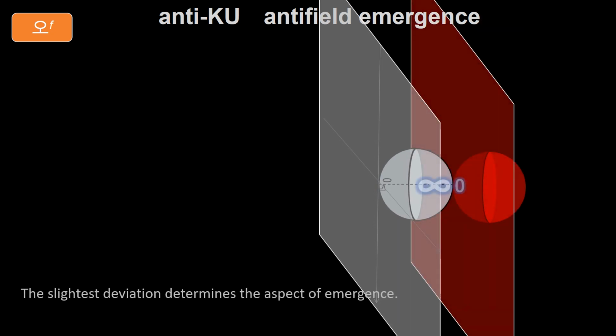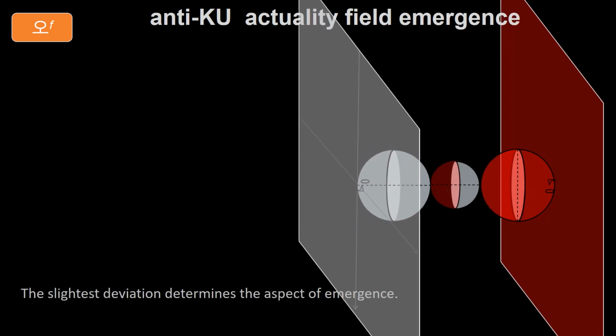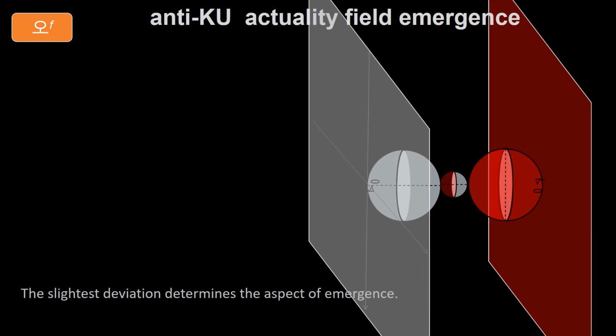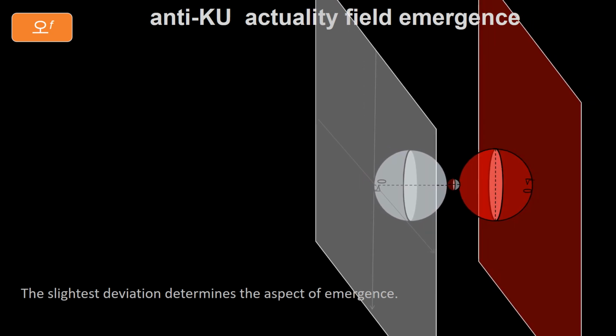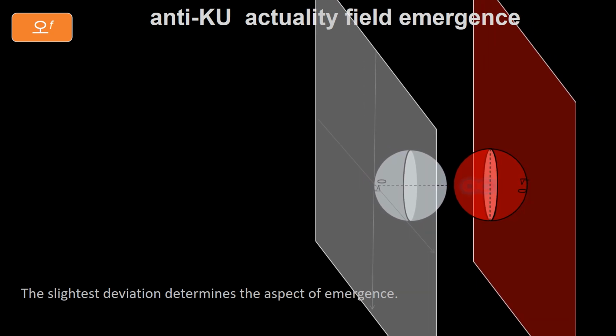As Q becomes smaller and smaller, the positive and negative universes also approach each other. The slightest deviation determines the aspect of emergence. If the positive Riemann sphere reaches the limit first with a slight deviation, the negative world will be reversed and become like this.